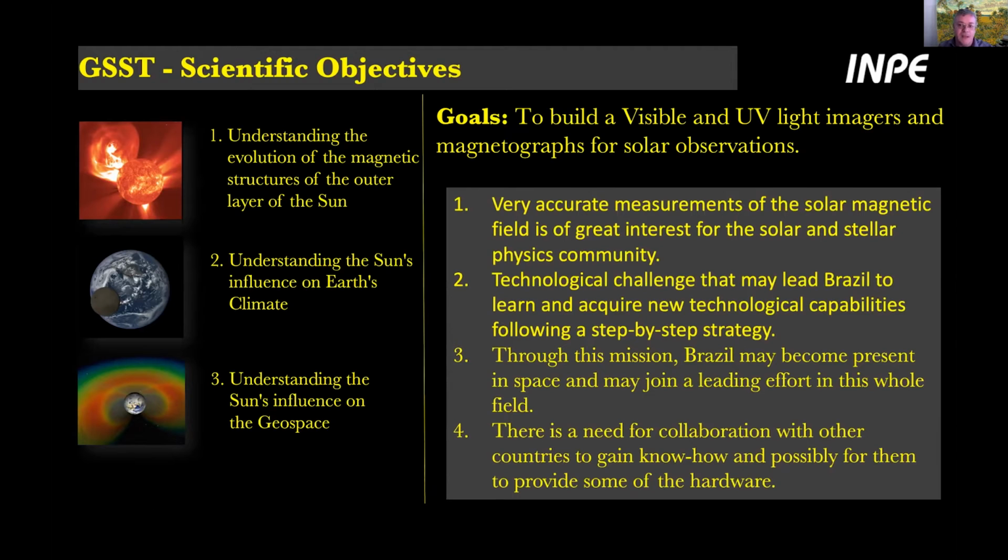So we have some concept that we sell to our funding agents, and basically what we say is that it's quite important to the international community, solar physics and stellar physics, to have this kind of accurate measurements of the solar magnetic field. It's also important for us to develop critical technologies that may be incorporated to our industry. And of course, it's very challenging for us, and we may really, in the end, be part of this international effort to understand how the sun works.